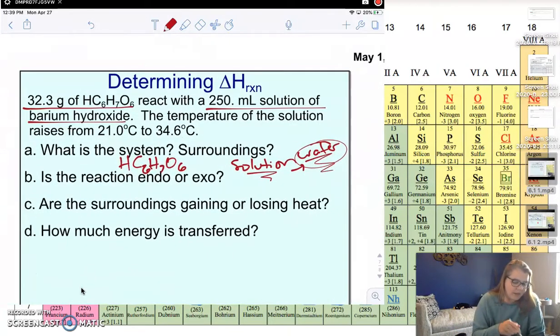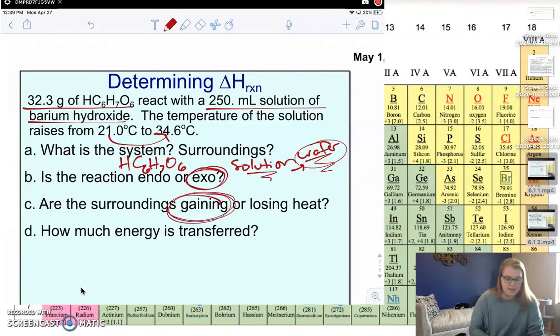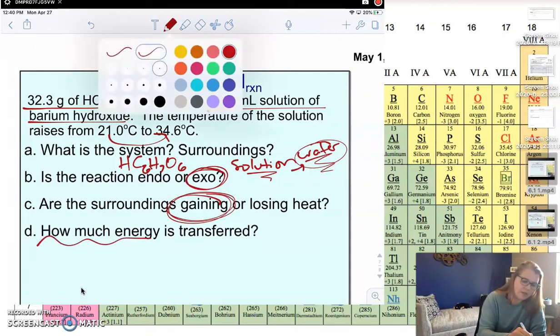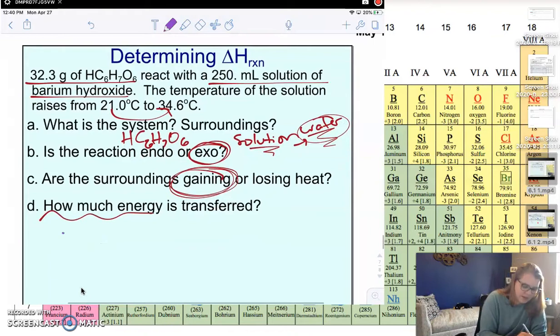Is this reaction endo or exothermic? Well, it looks like the temperature of the solution went up, so that means it's exothermic, heat is being released. That means the surroundings are gaining heat, and now we need to ask ourselves how much energy was transferred. When it's asking for how much energy, it's asking for Q. So we'll go ahead and solve for that. We've got Q is equal to MC delta T.